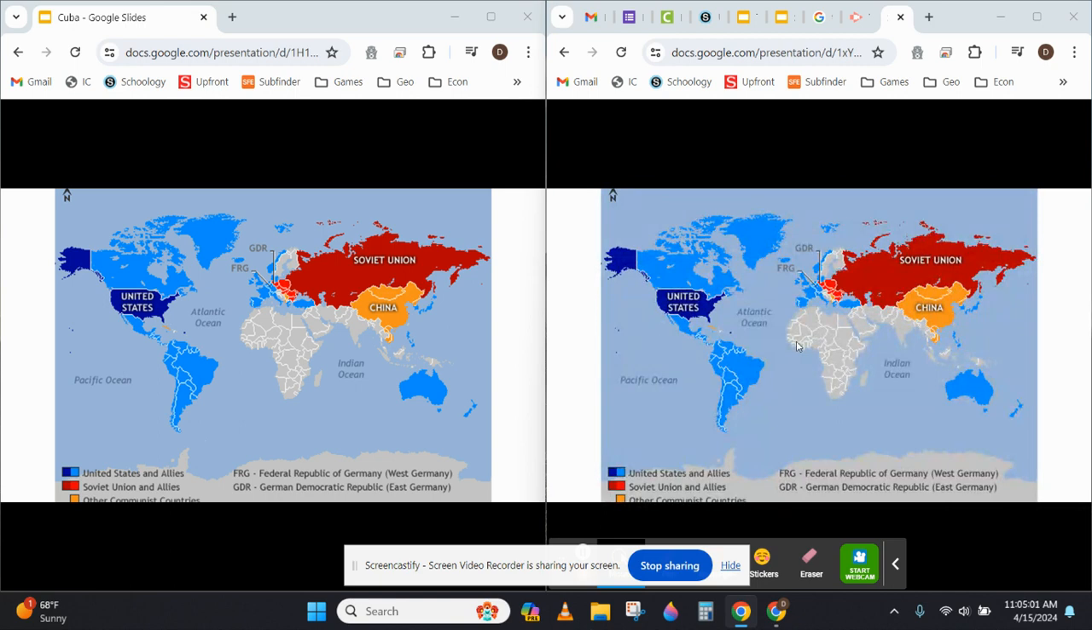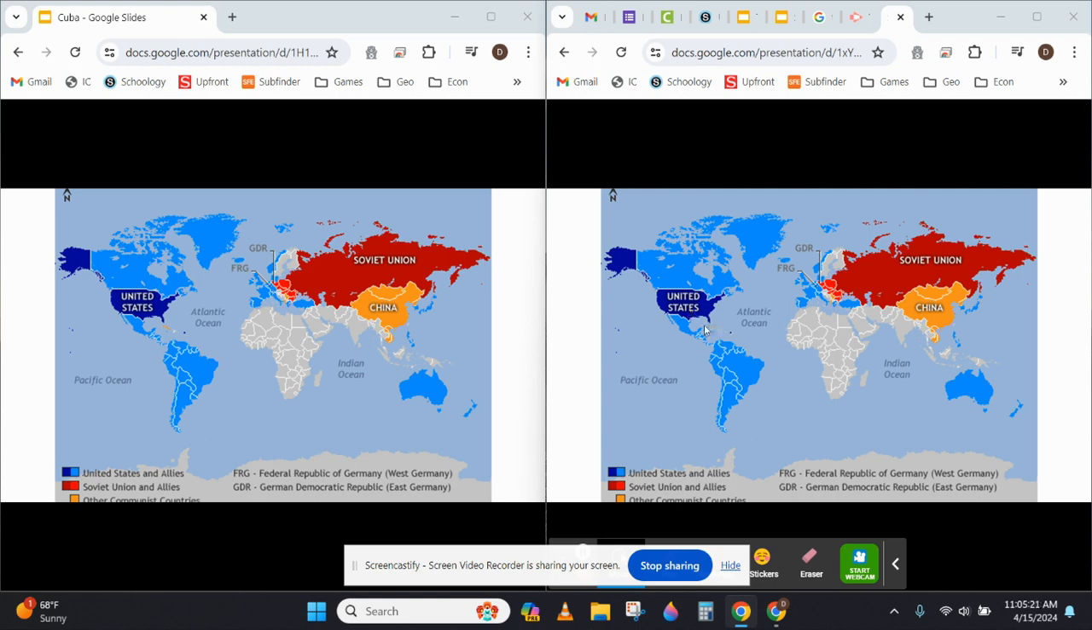So just a reminder of kind of how the world's cut up during this Cold War. The United States is in blue, all our allies in light blue, Soviet Union's in red, its allies are in red and orange. Here's Berlin, Germany divided. There's a lot of conflict, potential war there.